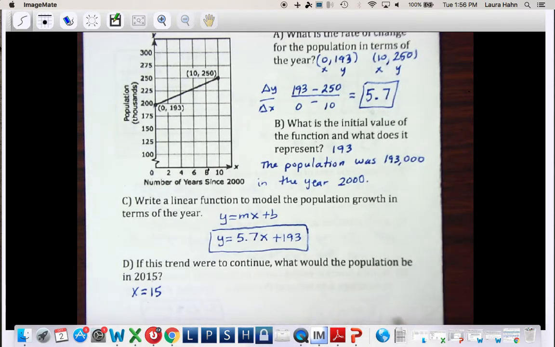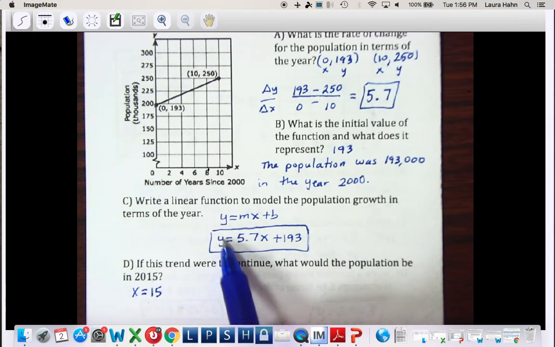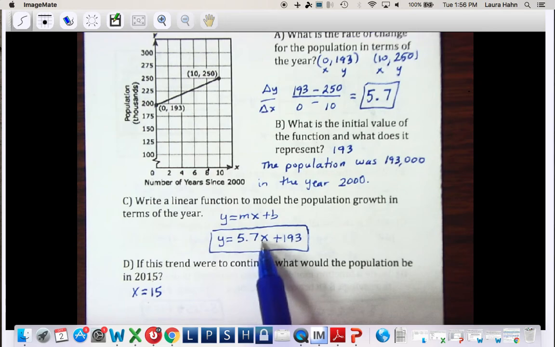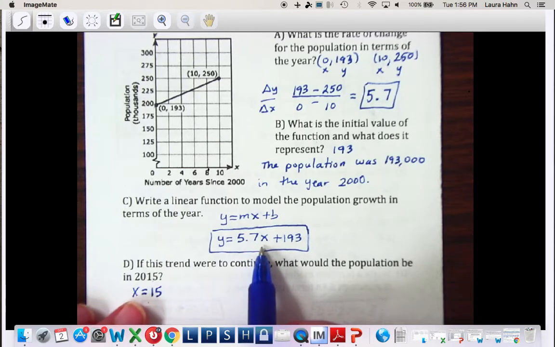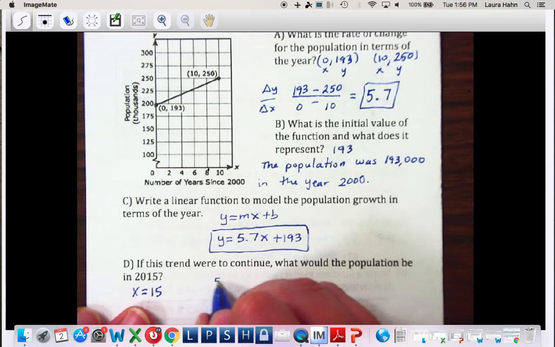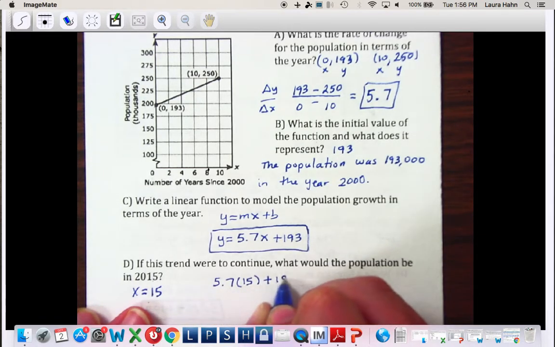And the whole reason we write equations is so we can plug in for x and make predictions for y. So I'm trying to figure out what would the population be if my x is 15 years after 2000. So that's what I'm going to do. I'm going to take 5.7 and I'm going to multiply by 15, this x. And don't forget to add that 193.